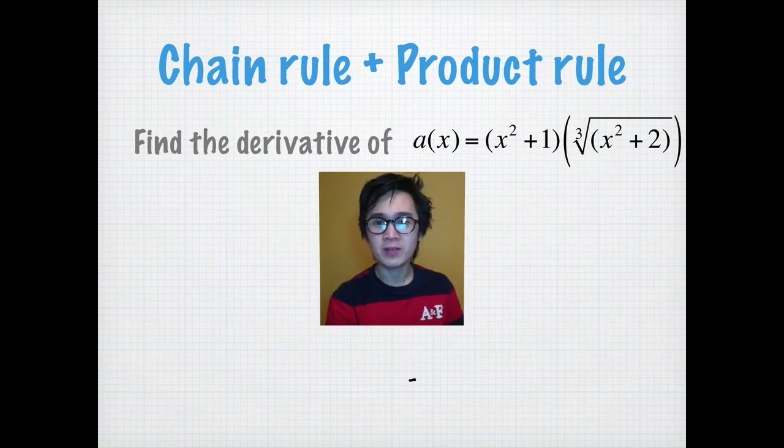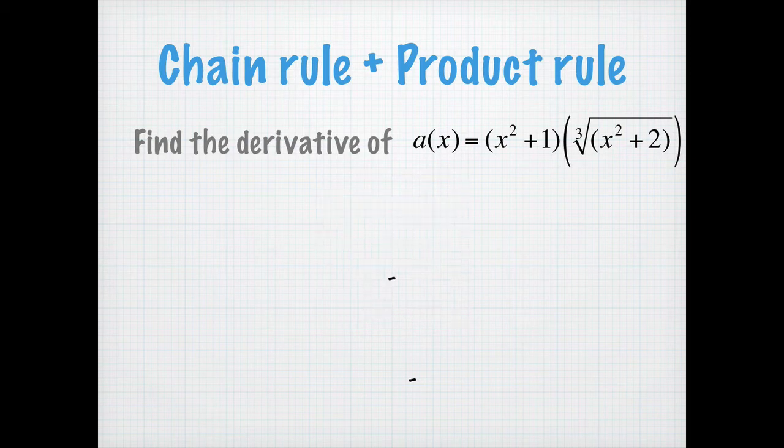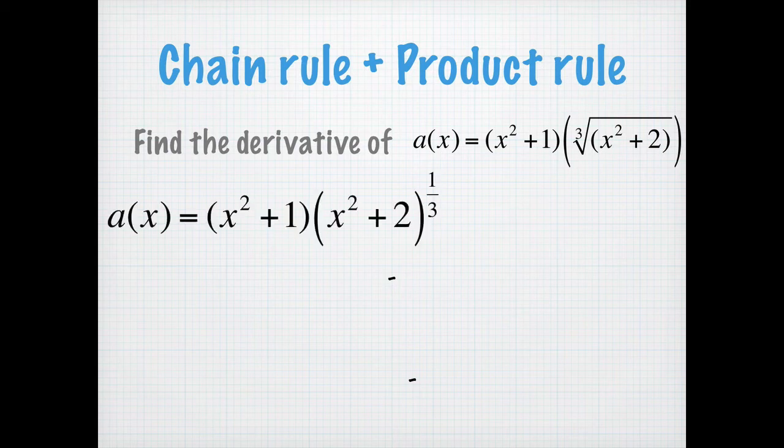So let's find the derivative of x squared plus 1 times the cube root of x squared plus 2. So before I start using the product rule for this function, I will change my second factor into an exponential function to make it a lot easier for me to derive a of x. It's a lot easier to use the derivative rule when your factor is in exponential form. Therefore, a of x can be simplified into x squared plus 1 times x squared plus 2 raised to 1/3.